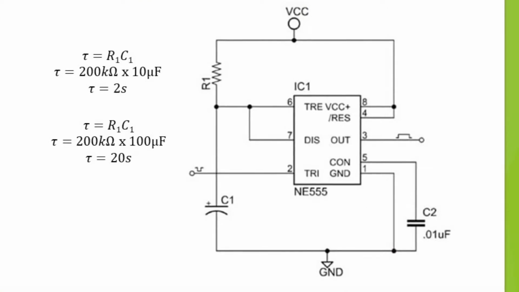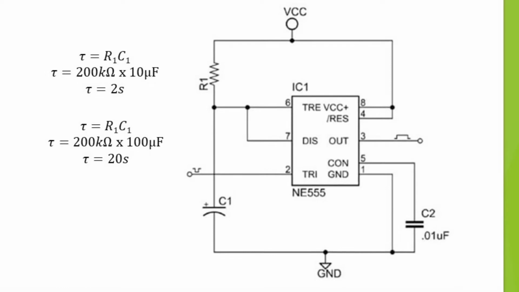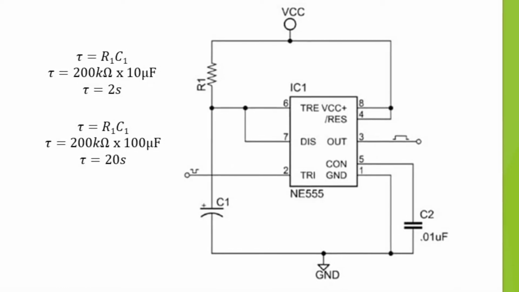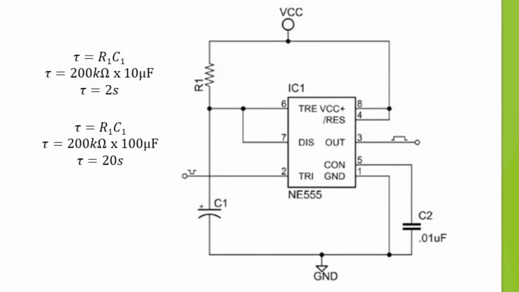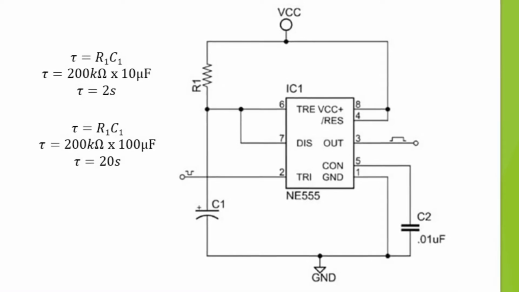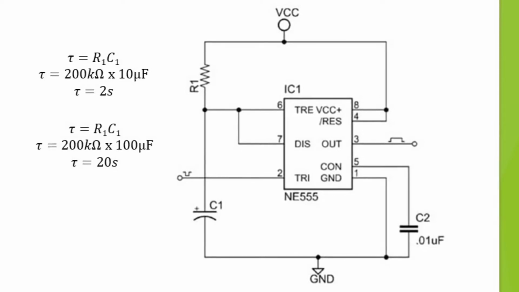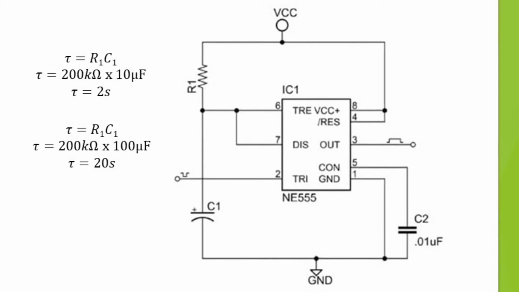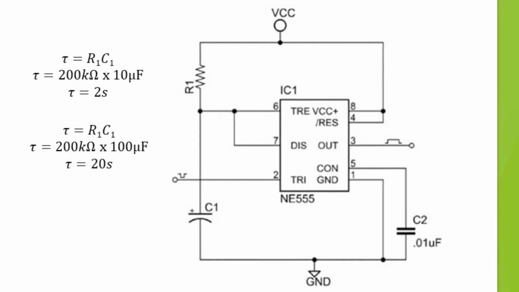So here's our first circuit. When we apply a load to the trigger of pin 2 of the 555 timer, we get a high output on pin 3. How long pin 3 is high is dependent upon the RC time constant set up by R1 and C1. In our first example, we'll use 200K and 10 microfarads for a 2-second high. And then in our second example, we'll use 200K and 100 microfarads to give us a 20-second output on pin 3. And we'll be lighting an LED to demonstrate this.